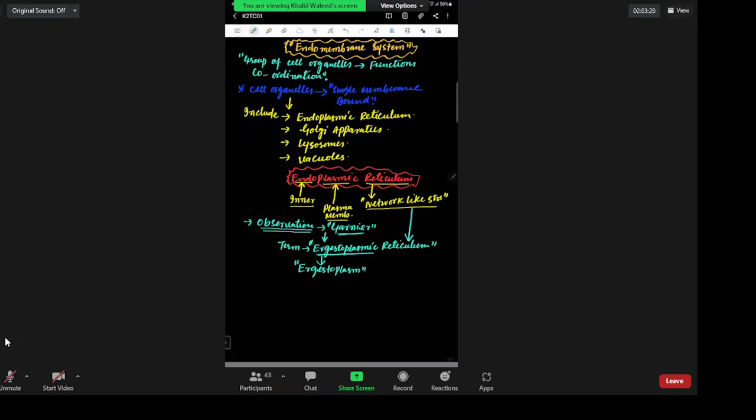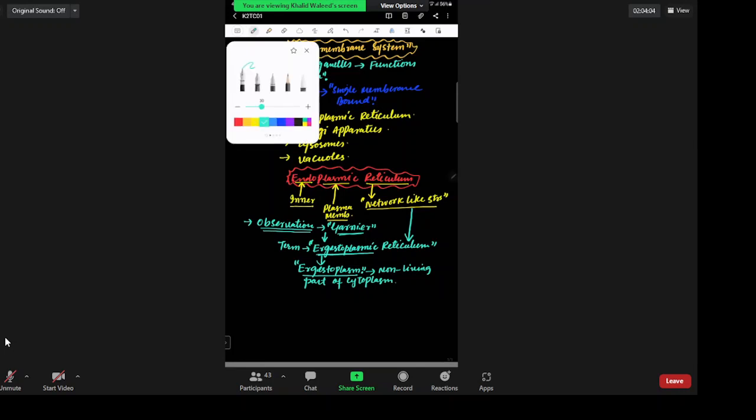गार्नियर ने ये नेटवर्क लाइक स्ट्रक्चर्स कहां देखे? सर, ergastoplasm में देखे, इसीलिए नाम रखा ergastoplasm. Ergastoplasm is basically a non-living part of cytoplasm. Ergastoplasm is basically what? Sir, it is a non-living part of cytoplasm.